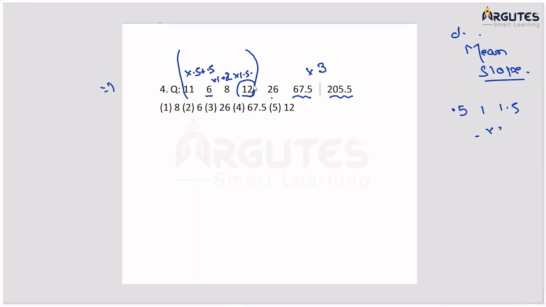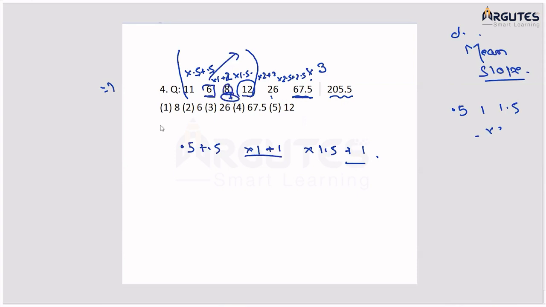Okay, then 12 and 26, so ×2 + 2. Then 26 and 67.5, so it is ×2.5 + 2.5. How? 26 × 2.5 means 13 × 5, that is 65, and plus 2.5, that comes 67.5. Now the rule is confirmed: ×0.5 + 0.5, ×1 + 1, ×1.5 + 1.5. So now check from here: 11 × 0.5 + 0.5 is 6, correct. Then 6 × 1 + 1 should be 7, not 8.